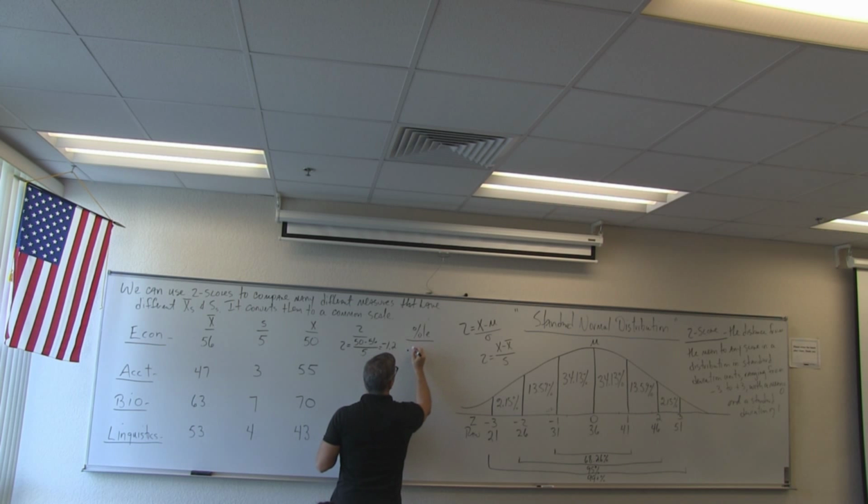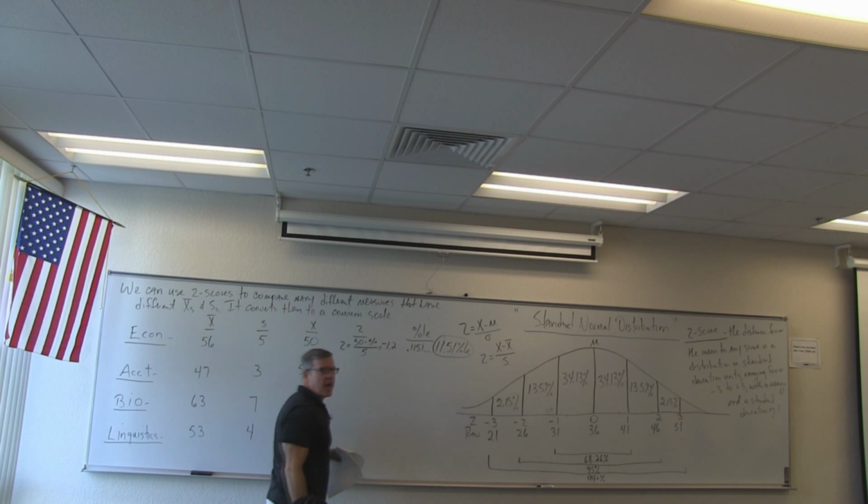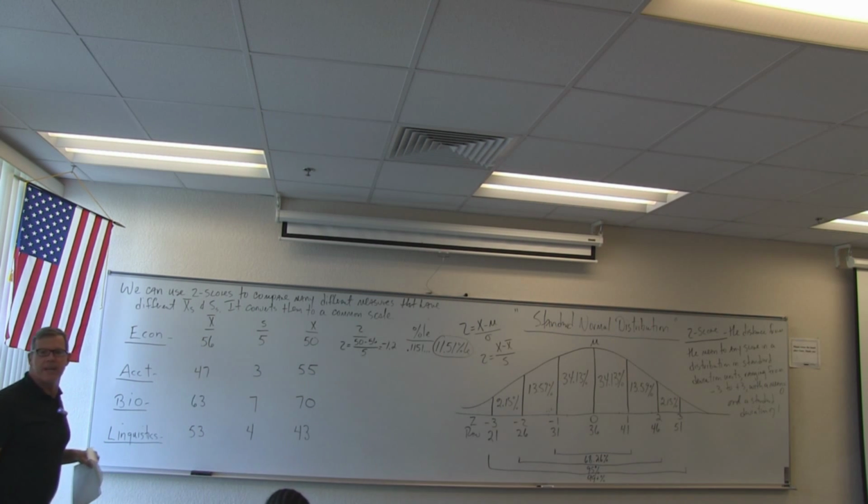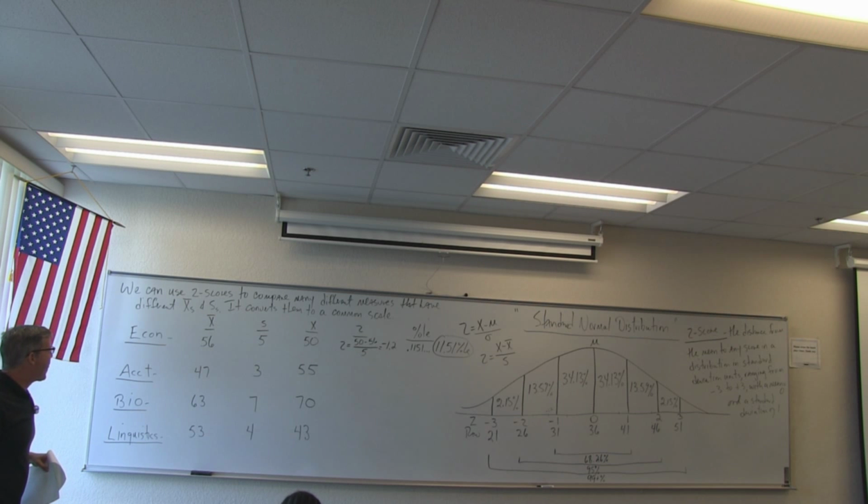0.11... 0.1151. Move the decimal over. It's the 11.51 percentile. She only scored better than about 11.5% of the people who took the econ test. Not so great. Not so great.